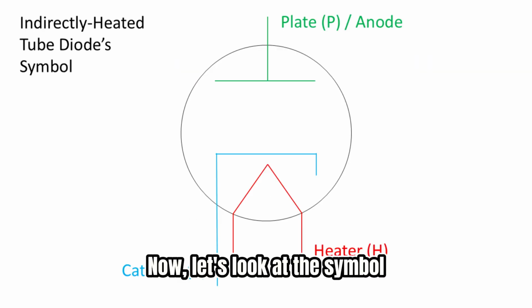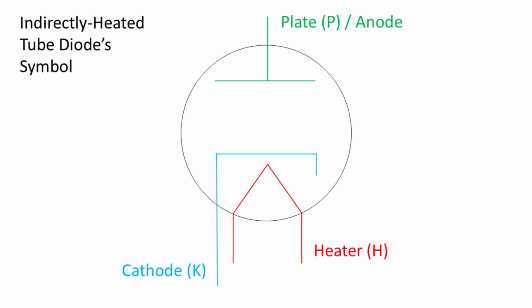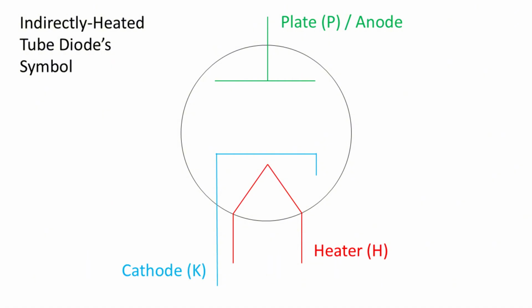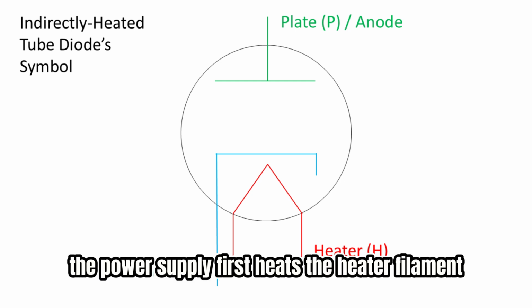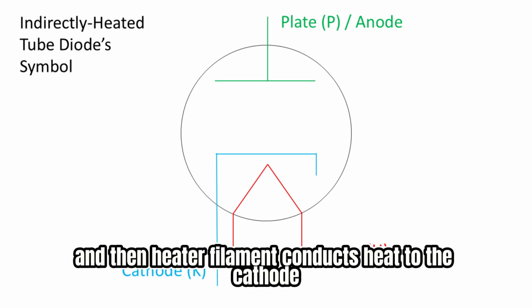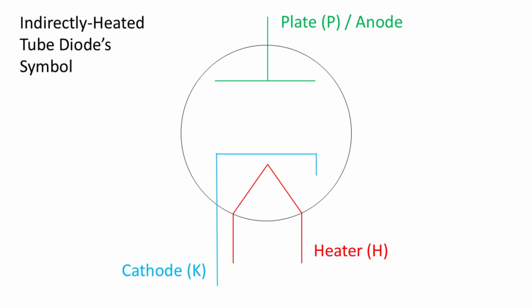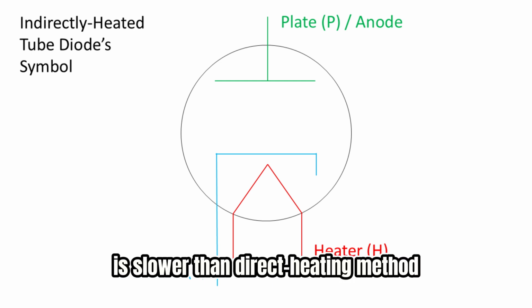Now, let's look at the symbol for an indirectly heated diode. The symbol includes a glass envelope, plate, a heater filament, and a cathode. The power supply first heats the heater filament, and then heater filament conducts heat to the cathode to make it hot enough to emit electrons. This indirect heating method is slower than direct heating method.